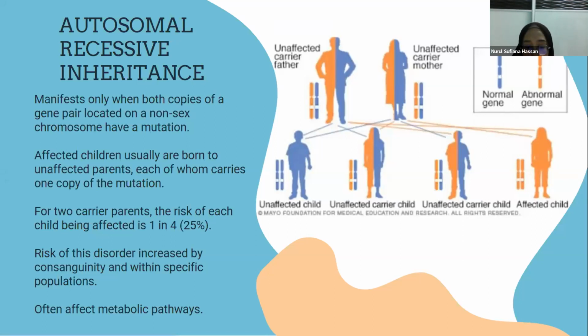So affected children usually are born from unaffected parents, each of whom carries one copy of the mutation, which means that the affected children's parents are not affected, but they are carriers of the disease. The risk of this disorder is increased by consanguinity, which is marriage between cousins, and also within specific populations.